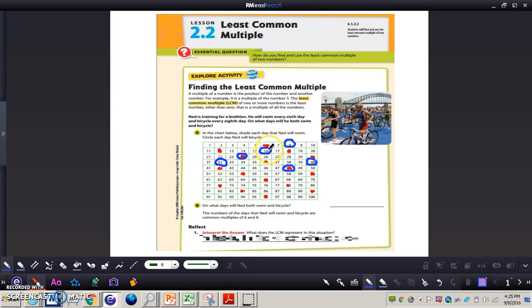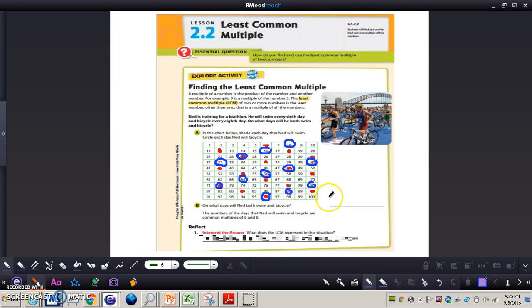48. So you can see some that are shaded in and circled. Those are common multiples. So we have 48, and then we have 56, 64, 72, 80, 88, and then 96. Okay, so we can take a look at this and we can see some common multiples here.